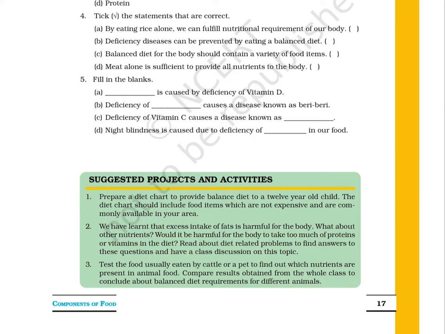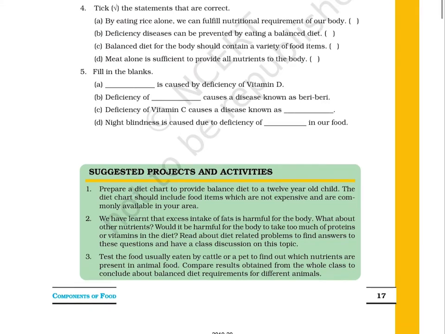Suggested projects and activities. 1. Prepare a diet chart to provide balanced diet to a 12-year-old child. The diet chart should include food items which are not expensive and are commonly available in your area. 2. We have learned that excess intake of fats is harmful for the body. What about other nutrients? Would it be harmful for the body to take too much of proteins or vitamins in the diet? Read about diet-related problems to find answers to these questions and have a class discussion on this topic.